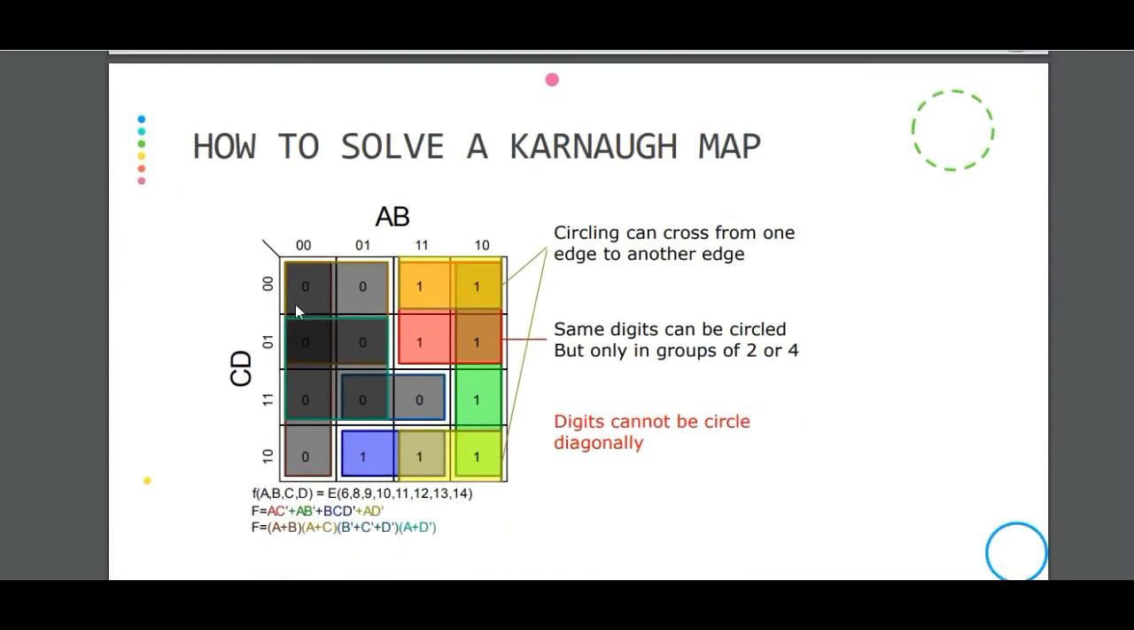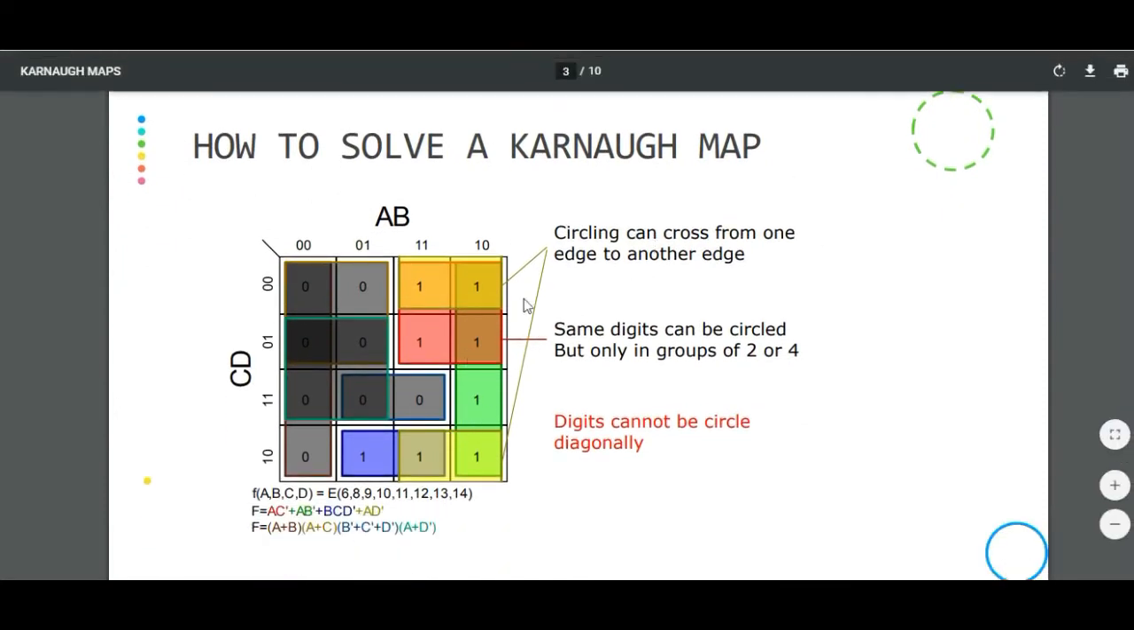So this is what a Karnaugh map looks like, and this is how you solve it. You need to draw this down, and then you need to circle the ones in groups of 1, 2, or 4. The circling can cross from one edge to another. So if one starts from here, you can finish it from here.